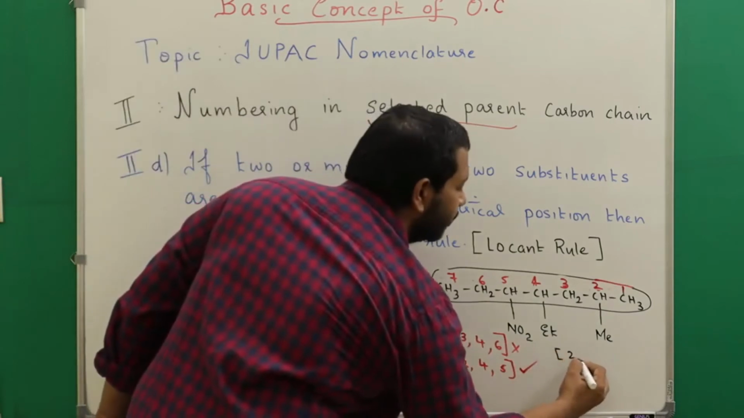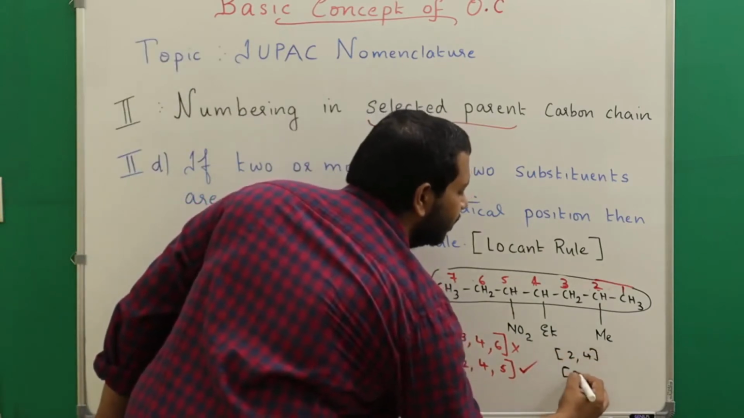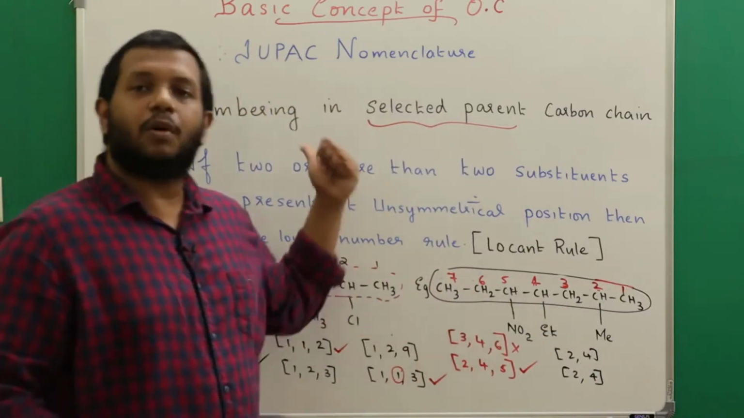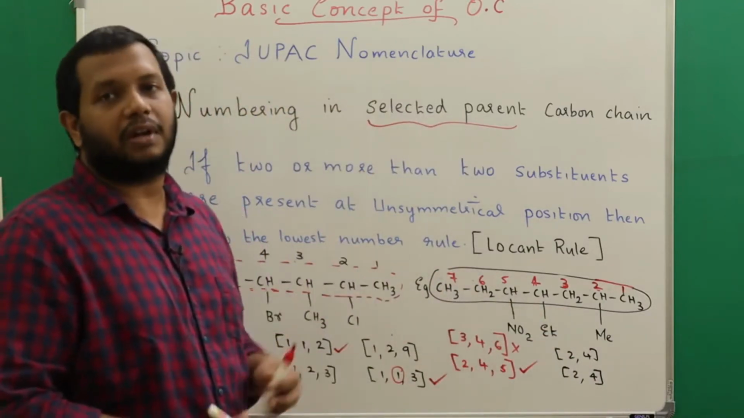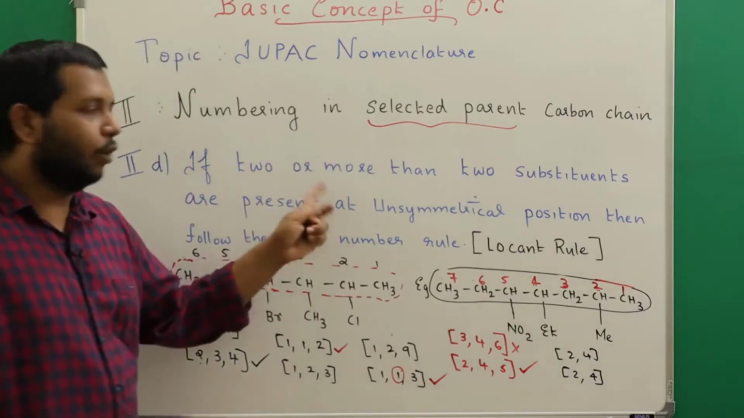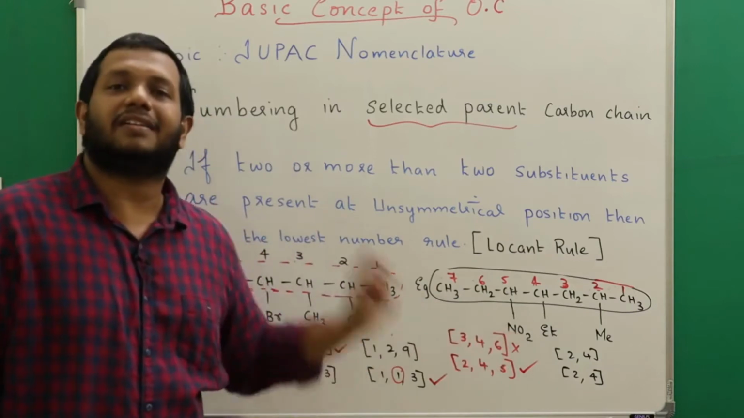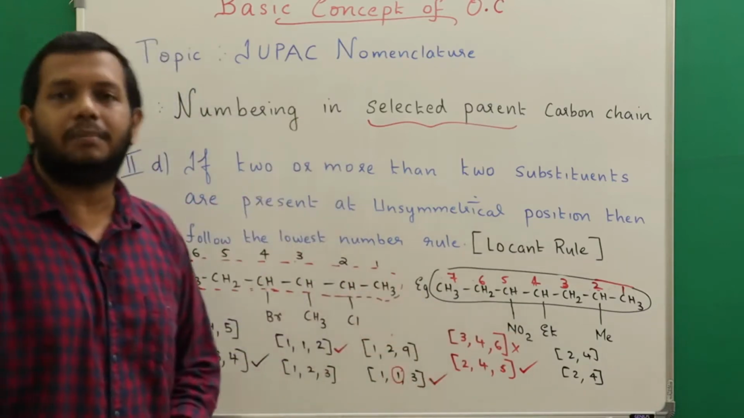For example, the locant says 2, 4, and in the next case also you will get the locant says 2, 4. This is called symmetrical condition. In symmetrical condition, we already discussed what you need to follow. Actually when you follow the locant rule, it is not able to solve your issue in symmetrical condition. That is the reason why the special rules are being made.